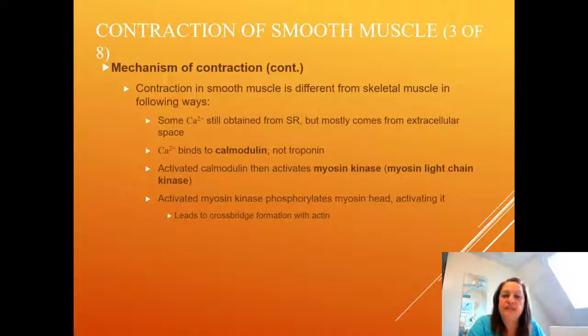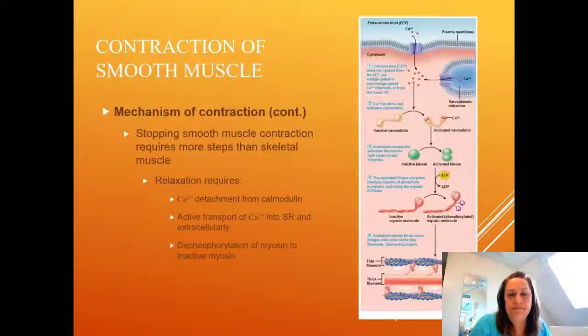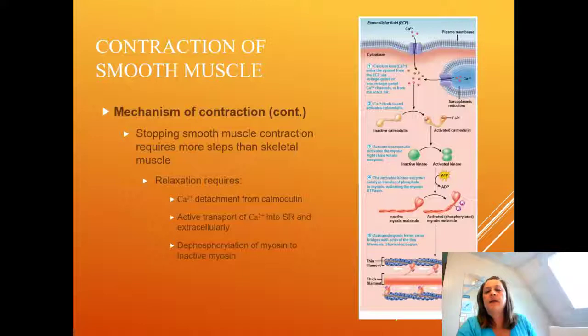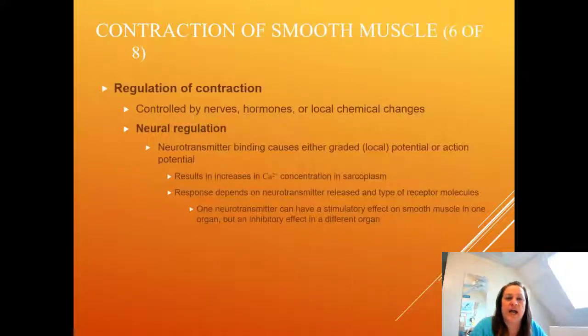Contraction in smooth muscle is different from skeletal muscle. Calcium, some of it comes from the sarcoplasmic reticulum, but mostly it comes from the extracellular space. Calcium binds to calmodulin. All right, and then we have the myosin light chain kinase. So it's a little bit different, but has a lot of similarities. Calcium is important. Calmodulin activates the kinase, which activates the myosin, which allows it to attach to the thin filament. It's a little bit of a different step, but again, we want those thick and thin filaments to still interact.